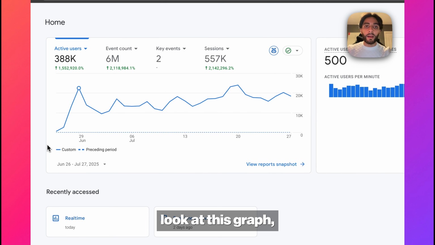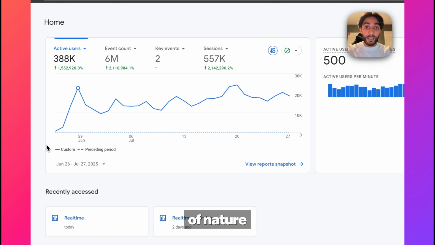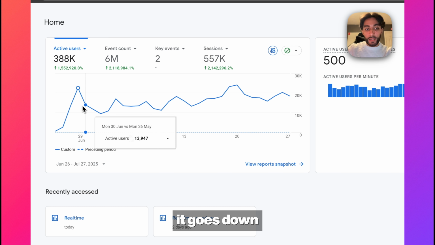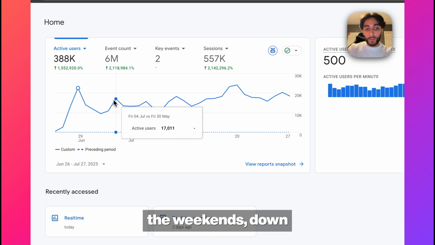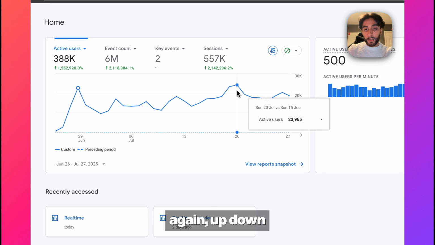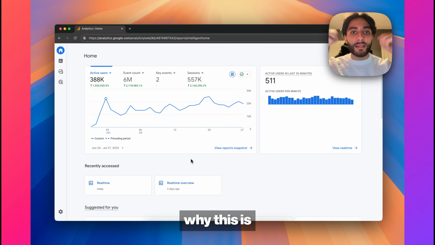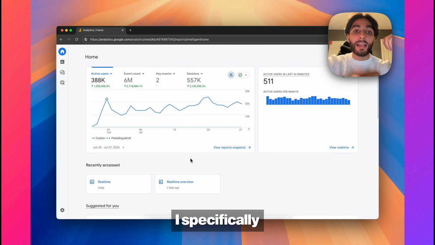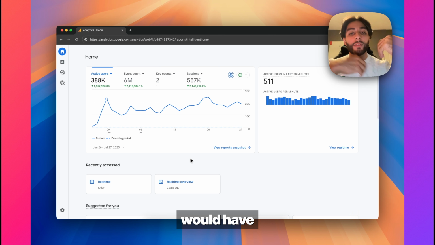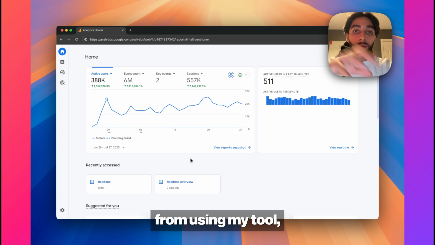Now, if you actually look at this graph, there's a cyclical type of nature to the growth. You can see it goes down in the weekdays, peaks back up on the weekends, down again, up, down, up, down. That's pretty much the nature of this site. Now, the reason why this is happening is because of niche targeting. So I specifically targeted a niche that I knew would have a tangible and impactful benefit from using my tool.